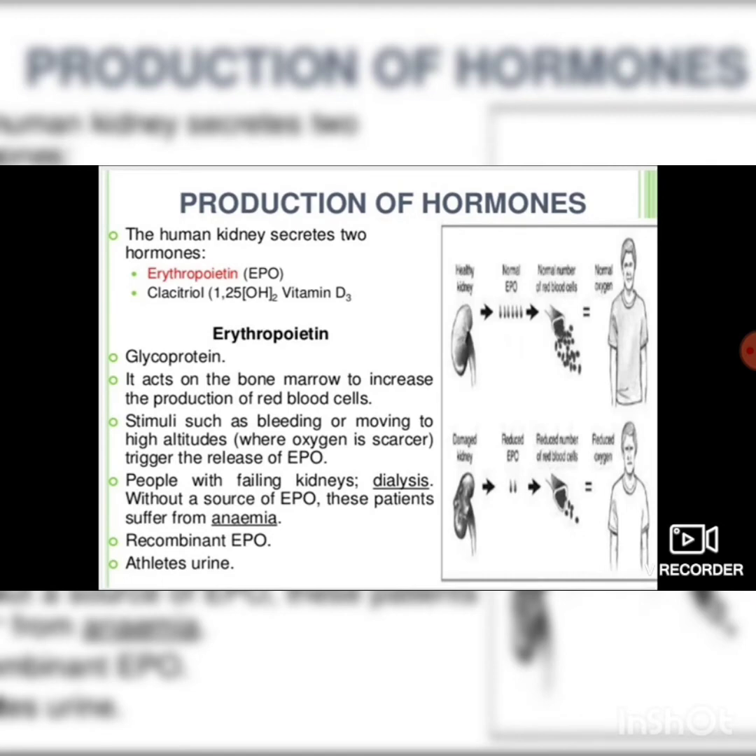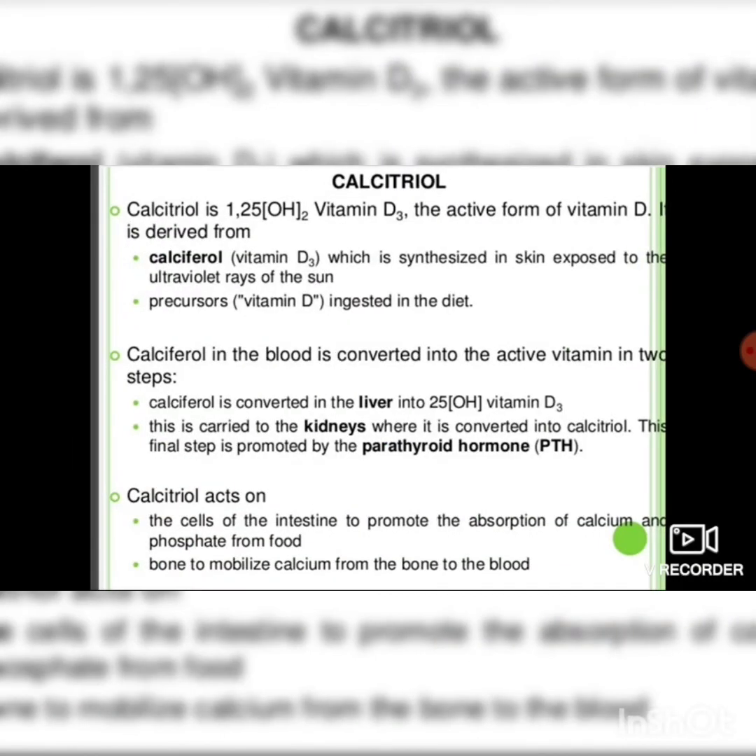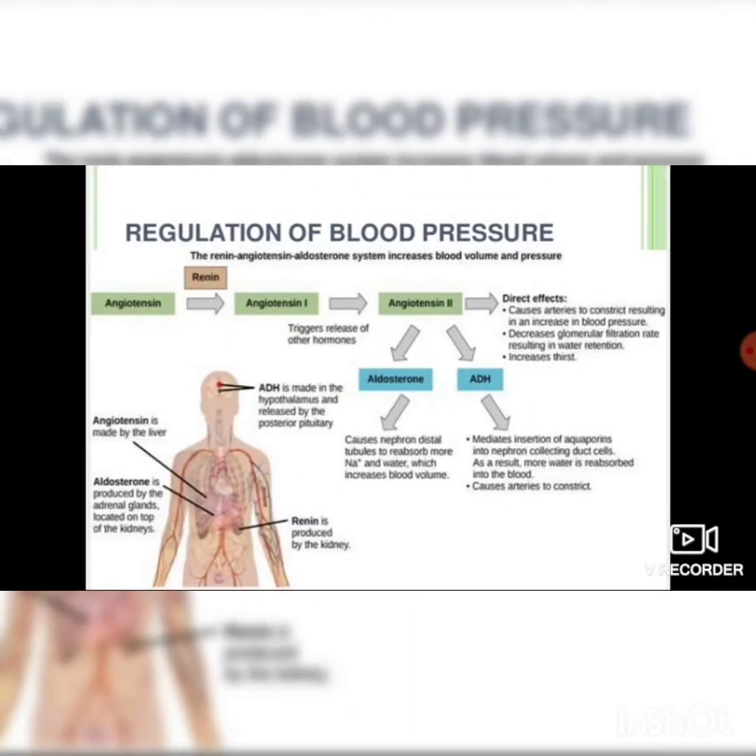Now the production of hormones. We can see the human kidney secretes two hormones, erythropoietin and calcitriol. Erythropoietin, a glycoprotein, acts on the bone marrow to increase the production of red blood cells, while calcitriol is vitamin D3, the active form of vitamin D, derived from calciferol. Calciferol in the blood is converted into the active vitamin in two steps, and it acts on cells of the intestine to promote the absorption of calcium and phosphate from food, and also acts on the bone to mobilize calcium from the bone to the blood.